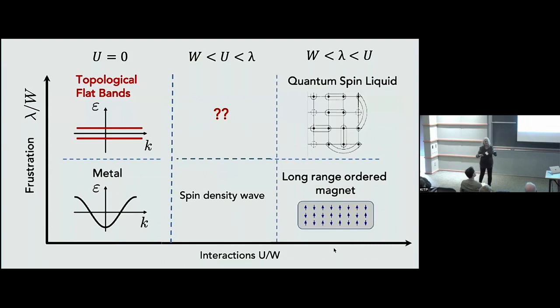And now we can look at even the effect of a tiny U on these flat bands and see what kind of phases we can get here. Very much like the explorations of twisted bilayer graphene.